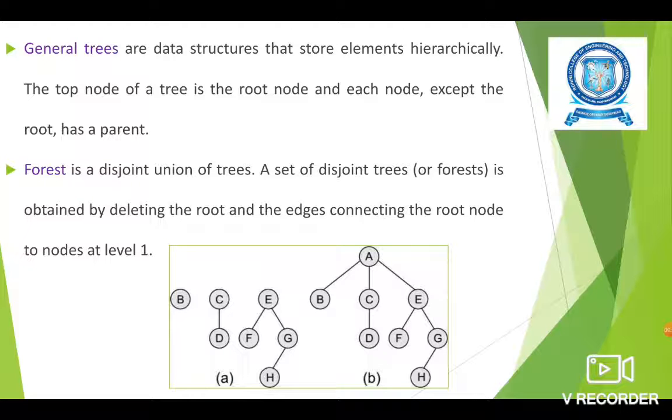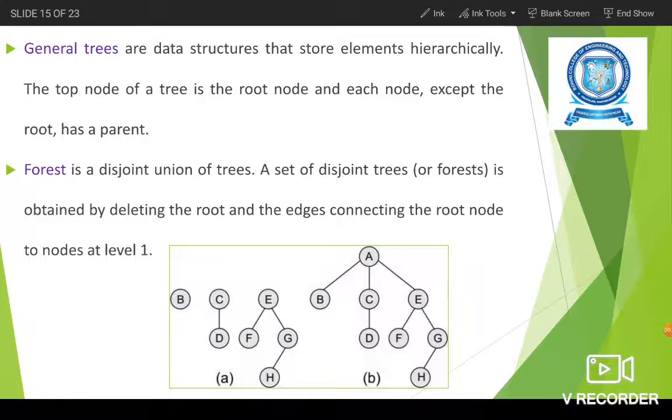So a general tree is nothing but a data structure that stores the elements in a hierarchical manner, and the top node is designated as the root node, and each node except the root node has a parent. Okay, so the normal tree is called a general tree. Then the forest is a disjoint union of trees.